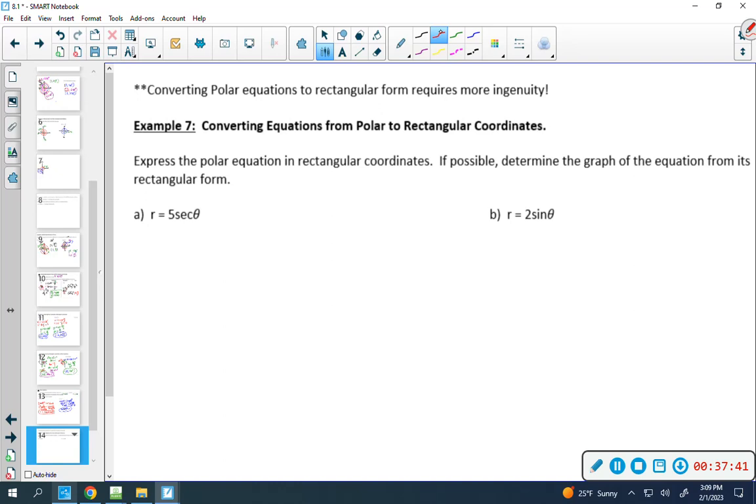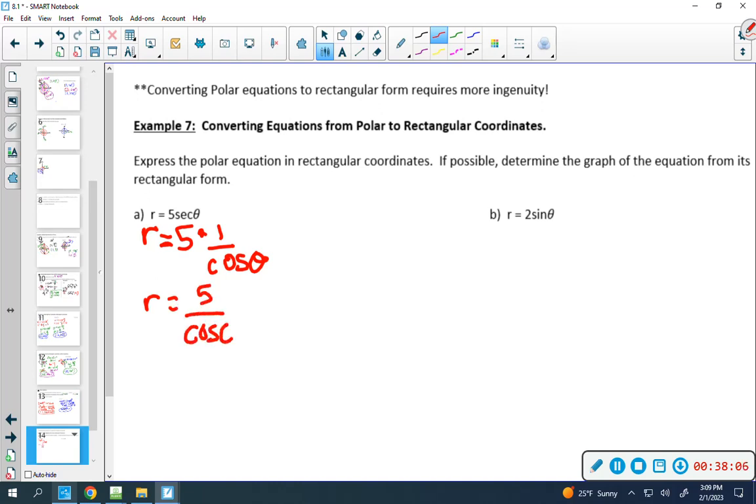So right away, I know my coordinates are polar coordinates, and there's no secant in them. So I'm thinking, you know, that's always related to sine and cosine. Secant is 1 over cos. So I'm going to think of that really as 5 over cos.